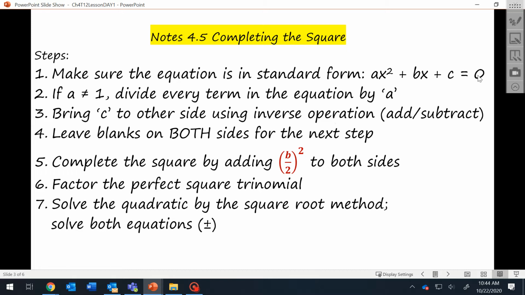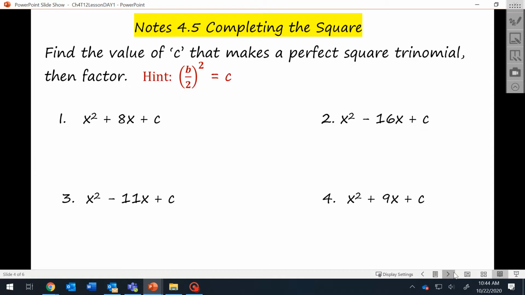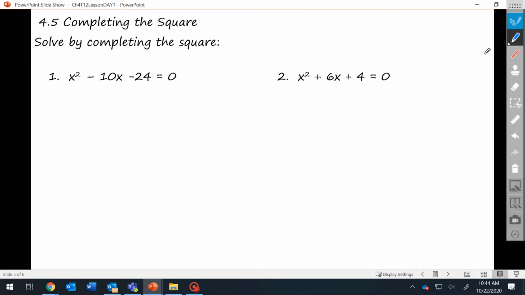After we've moved c to the other side, we're going to put blanks on both sides to create the perfect square trinomial. Complete the square by adding b over 2 squared to both sides, factor the perfect square trinomial, and then solve the quadratic by square root method, and solve both equations, plus or minus. Let's see what this actually looks like. Much easier to see an example.